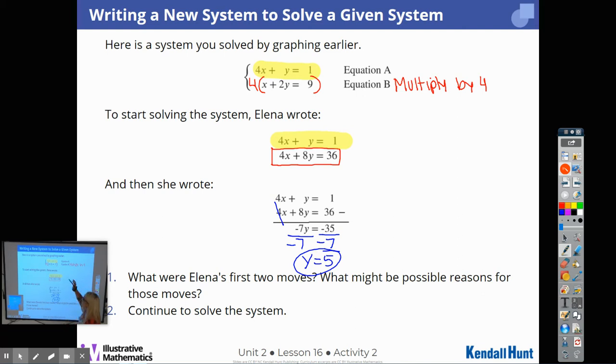You want to pick the one that's the easiest to plug it in. So the original x plus 2y equals 9 would be the easiest because x already has a coefficient of 1. So x plus 2y equals 9, and instead of y, I'm going to put 5.